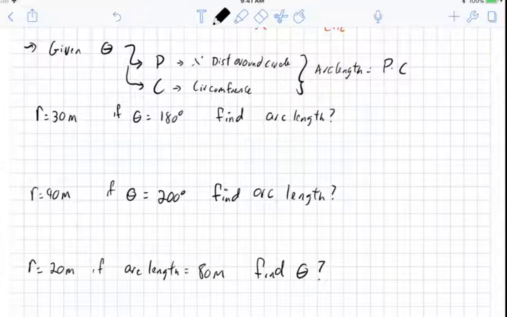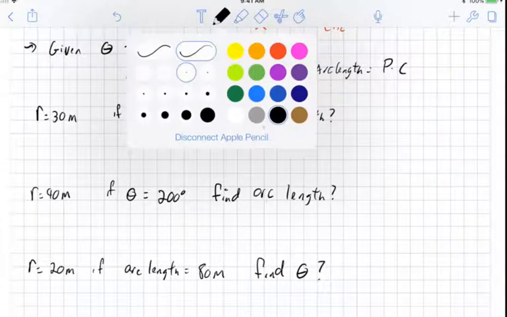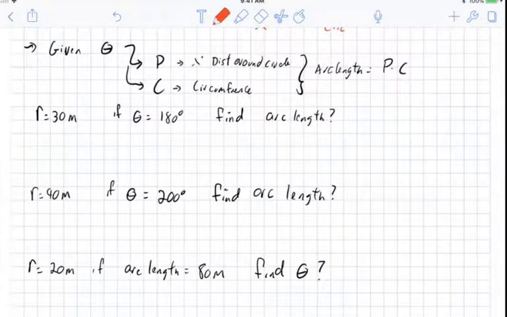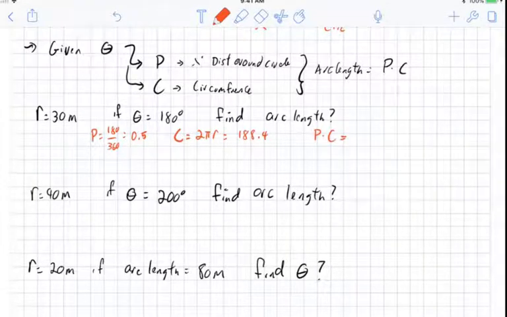Okay, so let's crack these problems open. First, I want to find the percentage around the circle. That's 180 divided by 360. So that's 0.5. Then I find the circumference of the circle, 2 pi r, and r is 30. So that's 188.4. P times C is equal to 94.2 meters. Let's try it again.